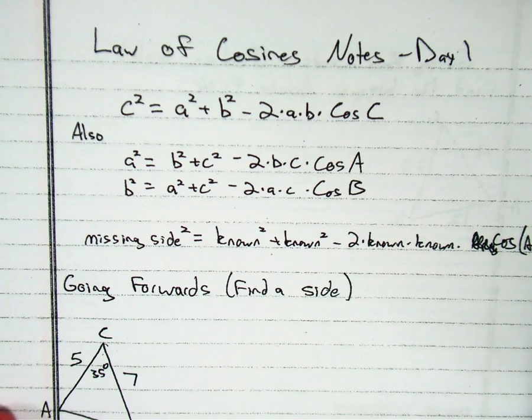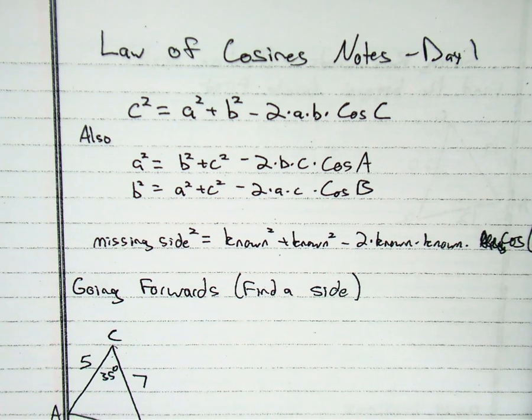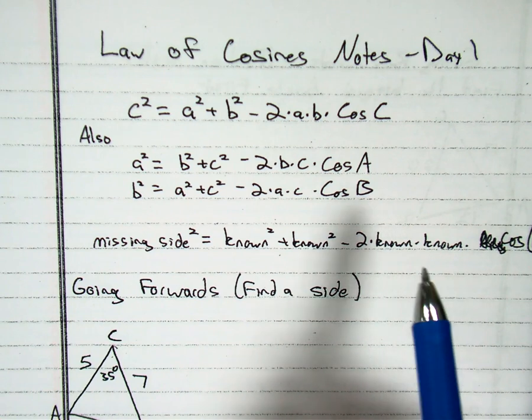Okay, Law of Cosines looks a little bit different than the Law of Sines. It's a lot longer, a lot more letters. Okay, we got c squared equals a squared plus b squared minus 2ab cosine of c. And then we have these other versions of it. It's not that I'm asking you to know 3 formulas. We're just going to know one and be able to rearrange it.